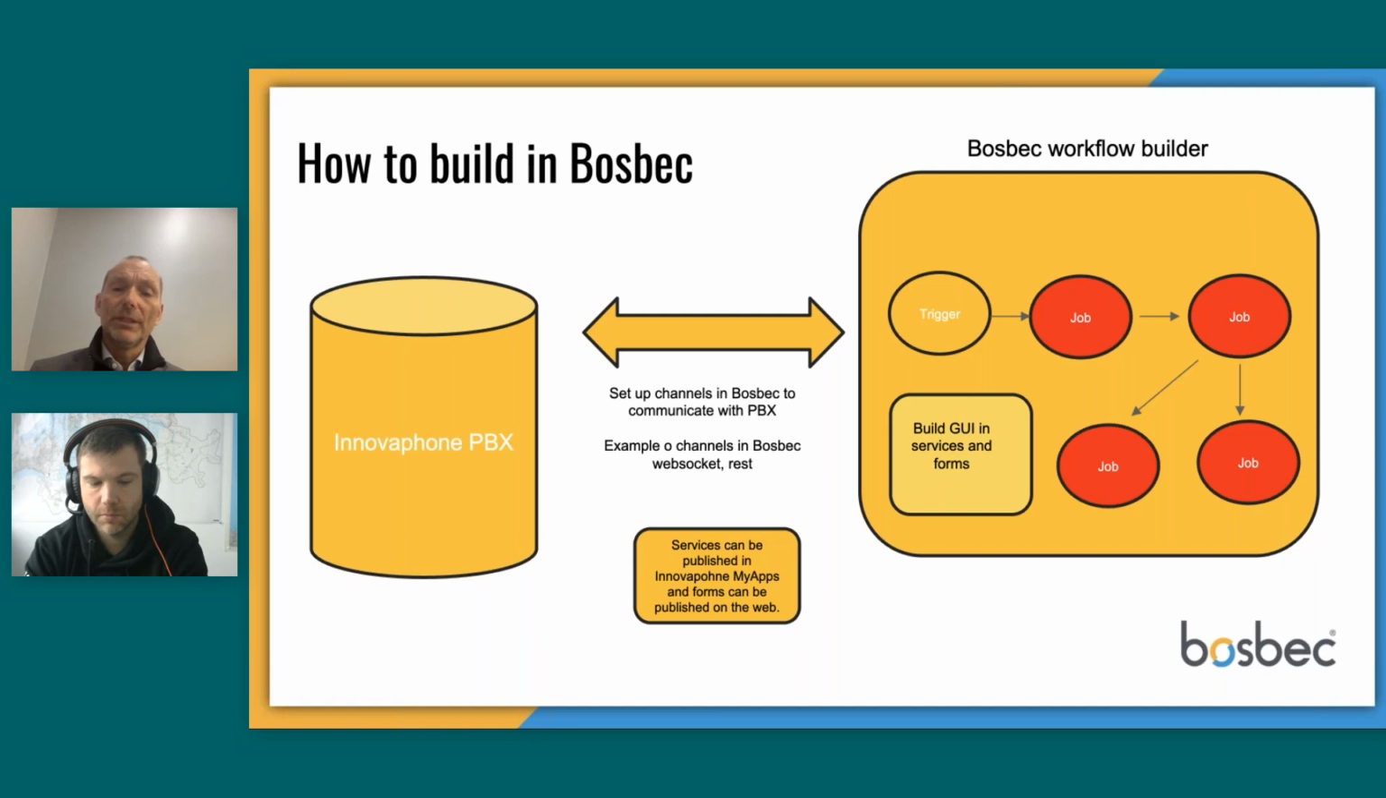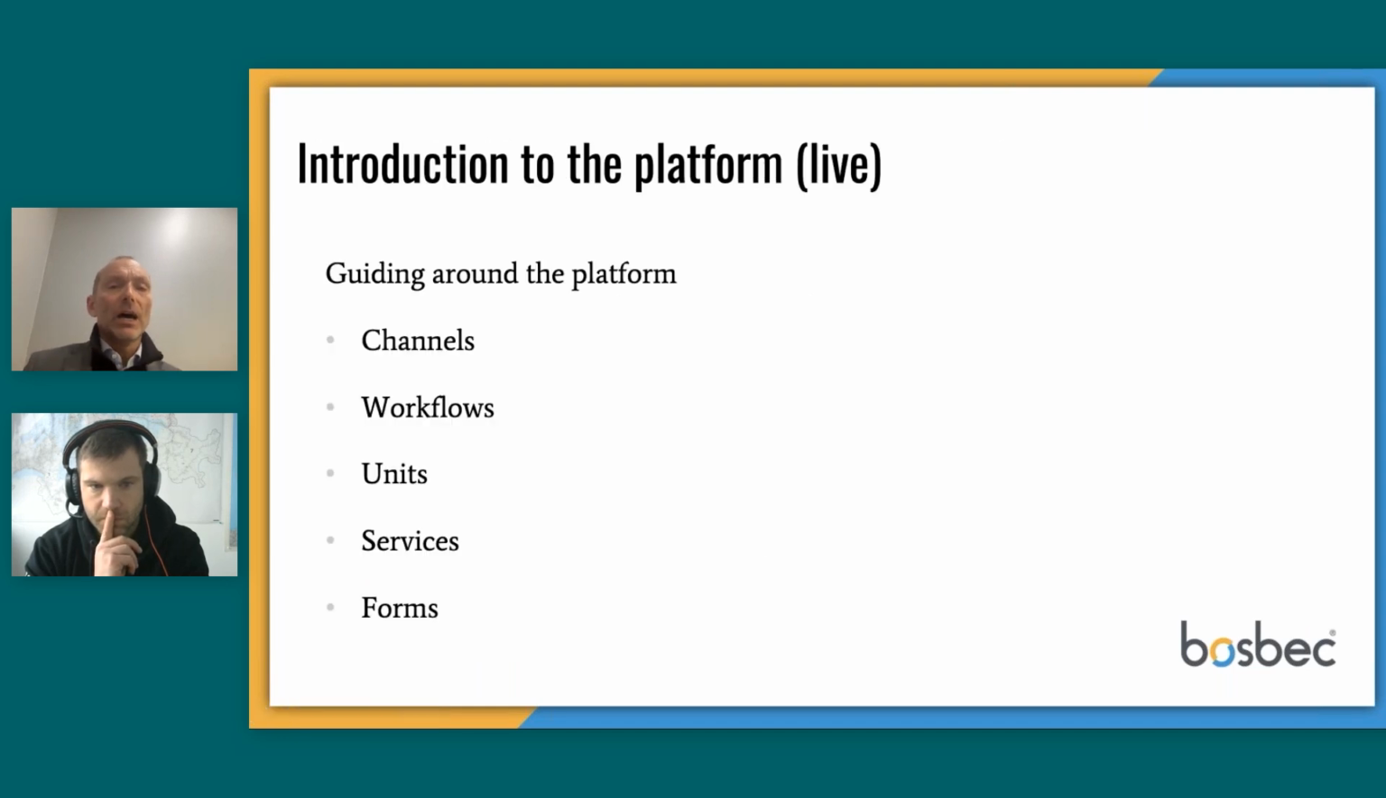And if you need a graphical user interface, that will be used from a space that's called services and forms. Services is for the internal users, and forms will be for a public user, for example, used from a public website. It is then this service part that will be published into the myApps solution. So when you have created a service, you can use that service directly from myApps inside the innovaphone platform.